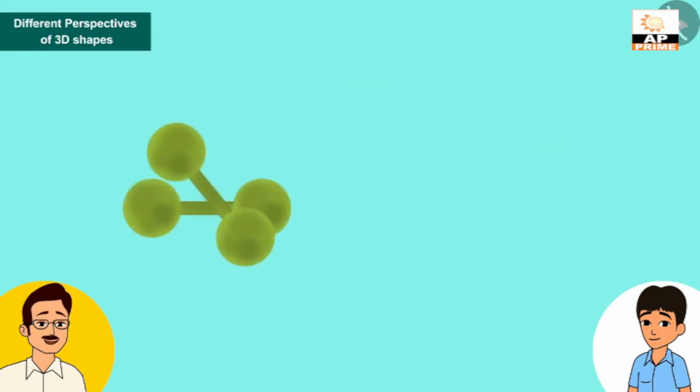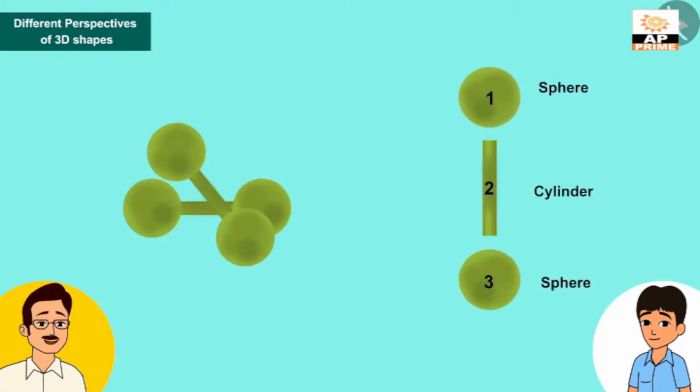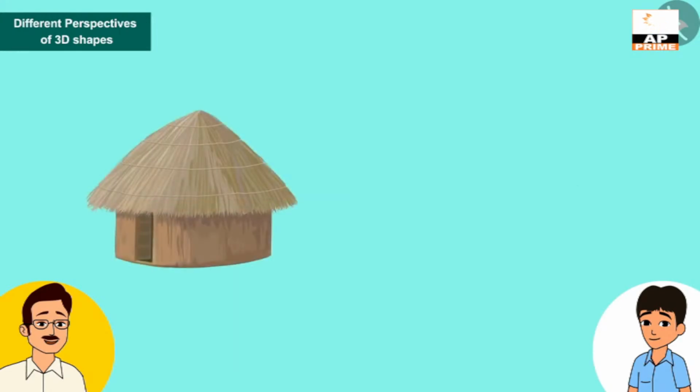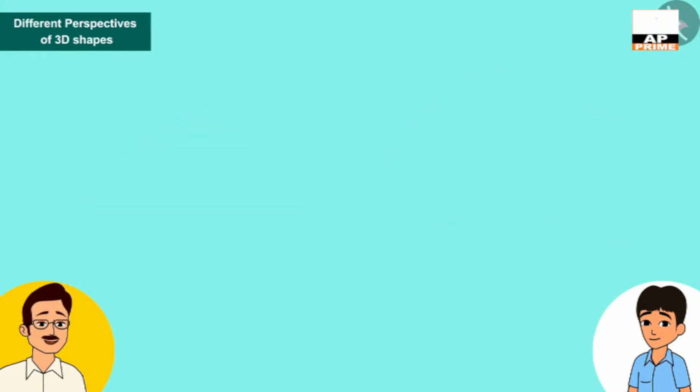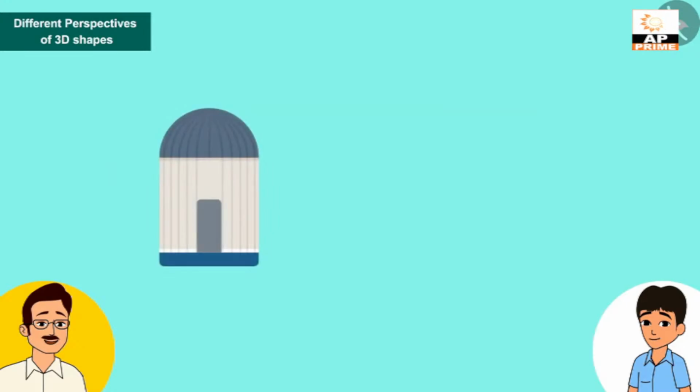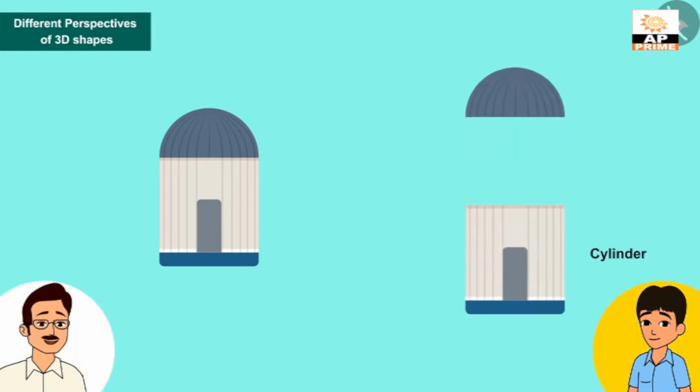If you look at this dumbbell carefully, you will know that it is made with the combination of 2 spheres and a cylinder. Similarly, this hut is made of a combination of a cone and a cylinder. Raghav, now what can you tell about this warehouse? Father, its lower part is a cylinder and the upper part is a hemisphere. Well done. You have learned very quickly.